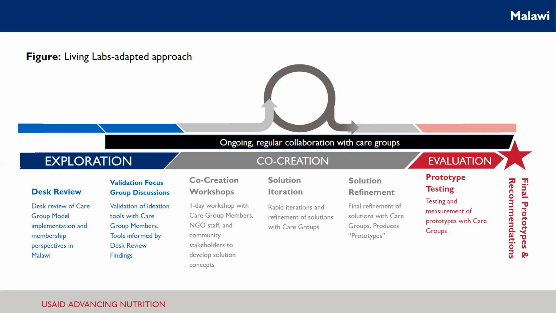And then phase 2 is also quite similar to Zimbabwe and focused on testing and iterating solutions or the prototypes with care groups. And we were able to achieve 4 iterations in Malawi. And again, we'll talk about those in just a moment.